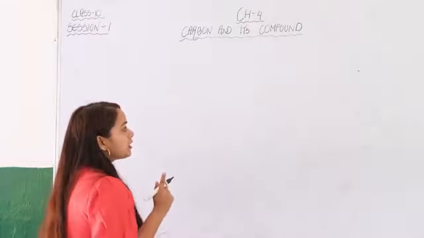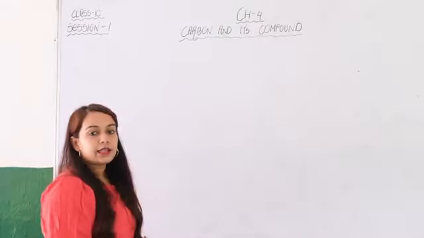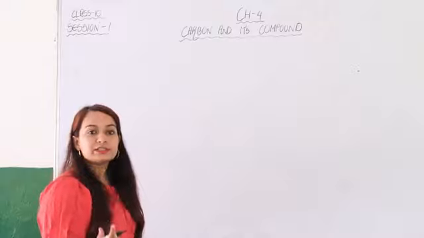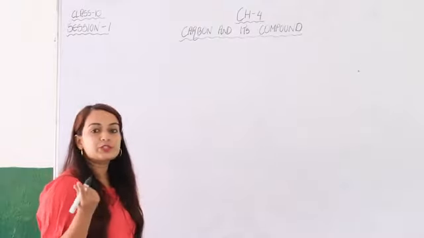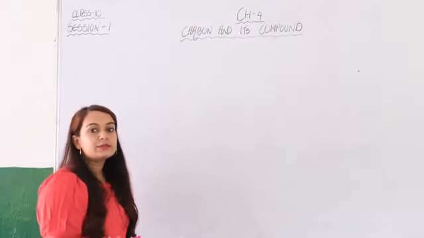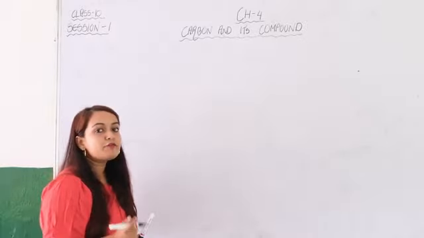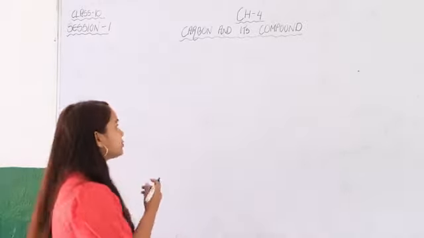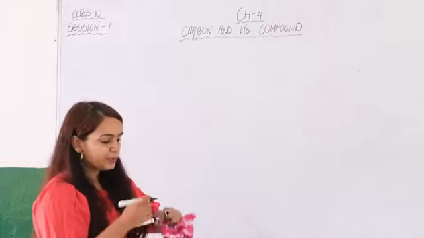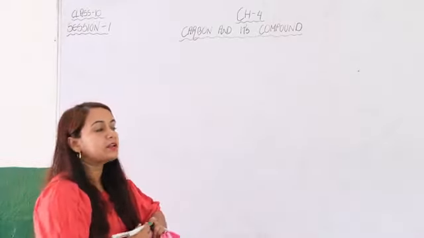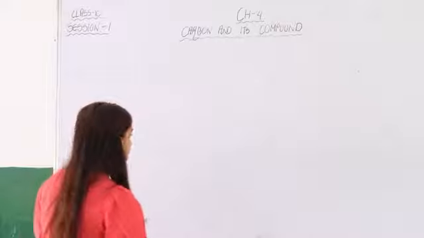Carbon is so versatile that allotropes of carbon are present. The two allotropes which you need to remember are diamond and graphite. Diamond and graphite are the two allotropes of carbon. Let's not go into much detail on this topic, but just remember what allotropes are and the allotropes of carbon.